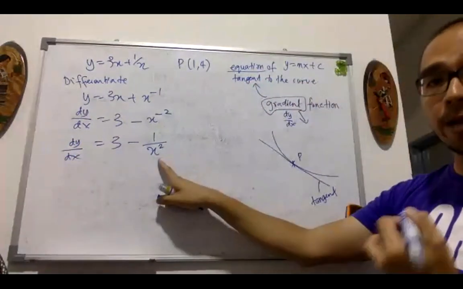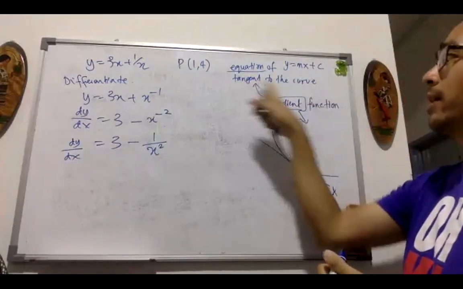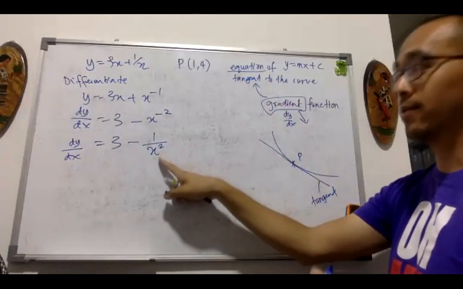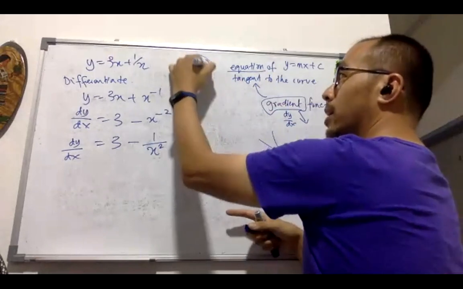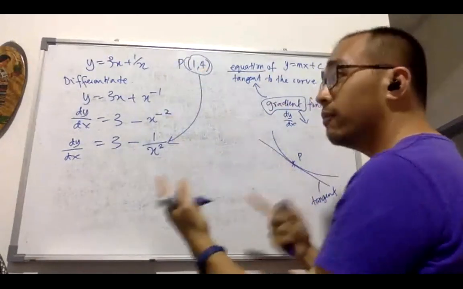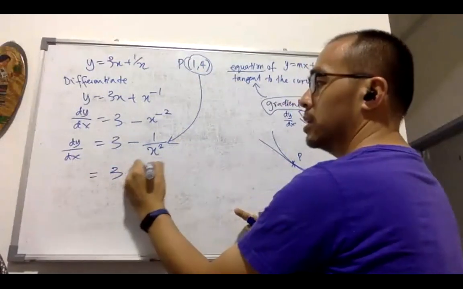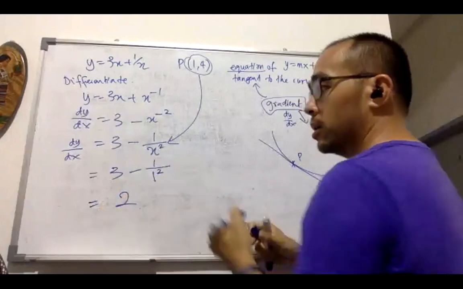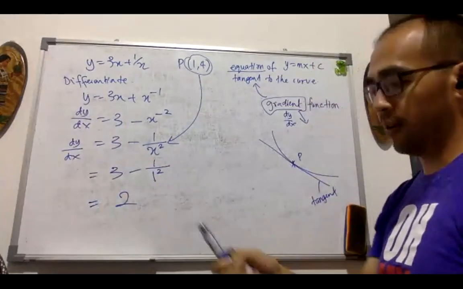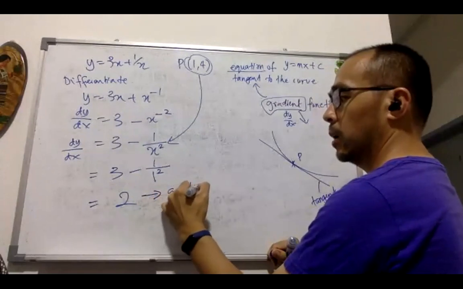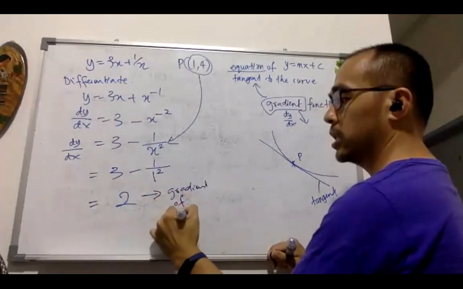And the gradient function helps us know the value of the gradient of the tangent by substituting the x value, which is why this x and y is very important. When you substitute the x in here, I get a certain value: 3 minus 1 over 1 to the power of 2, which equals 2. And this, my friend, is known as the gradient of the tangent.